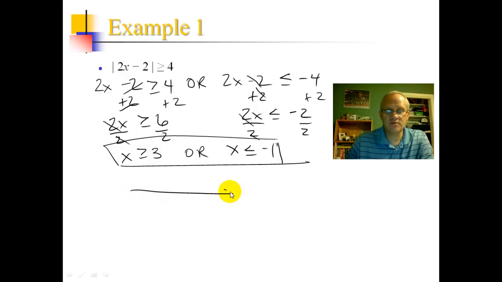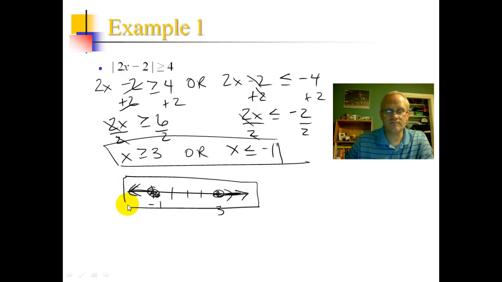What's that going to look like on the number line here? Here's negative 1, 0, 1, 2, 3. Greater than or equal to means we fill it in, and greater than means it's going to go to the right. Greater than or equal to, so negative 1, we're also going to fill it in, but less than negative 1 means it's going to go to the left. So our graph is going to look like that. The arrows are going away from each other.